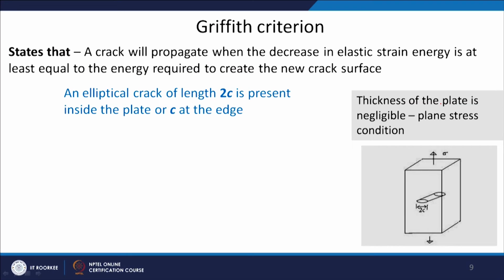So, the Griffith criteria proposes, or states, that a crack will propagate when the decrease in elastic strain energy is at least equal to the energy required to create the new crack surfaces.